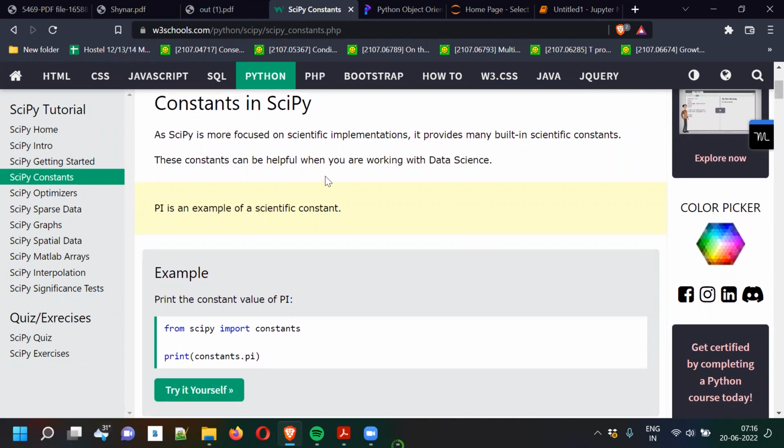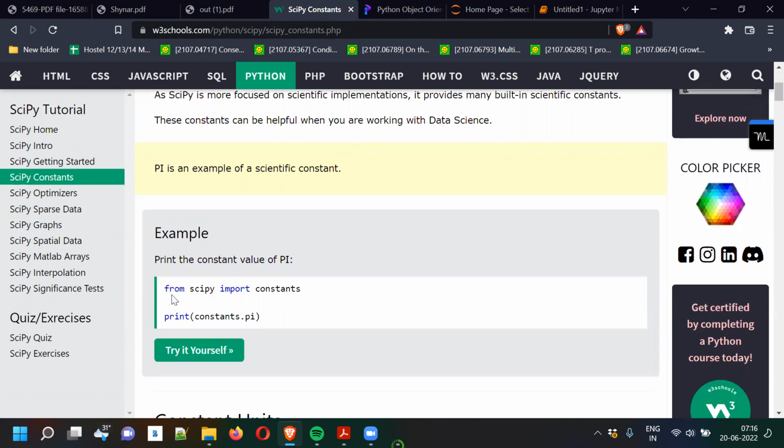In NumPy, for example, if you want to use pi, you will call it as numpy.pi, or import numpy as np and then np.pi. Whereas here, you will have to start with from scipy import constants. That's how you start your code. And then you say constants.pi, if you're asking for the pi value from SciPy and not NumPy.